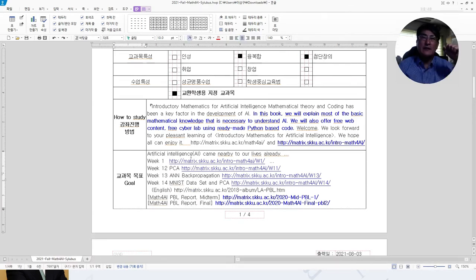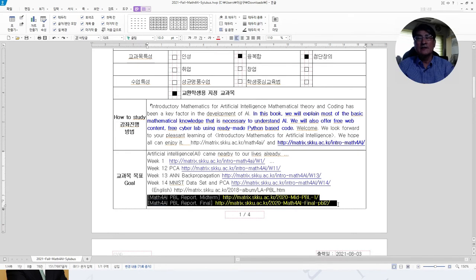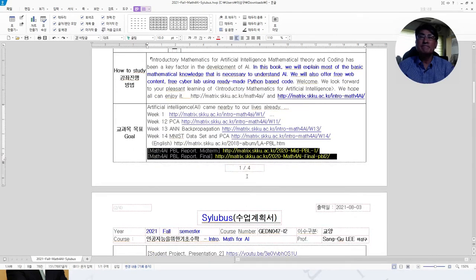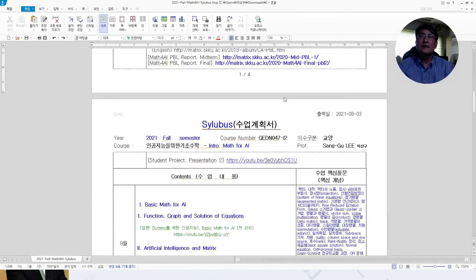We will start from the basic mathematics that includes some linear algebra, some calculus and some statistics, and then we will learn principal component analysis and back propagation, and also we will have some practice of those theories in week 14. And you will have your own portfolio at the end of the midterm as well as at the end of the final. Here's a sample that you can take a look at.